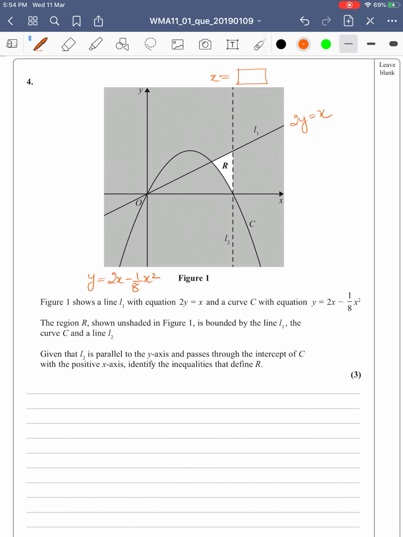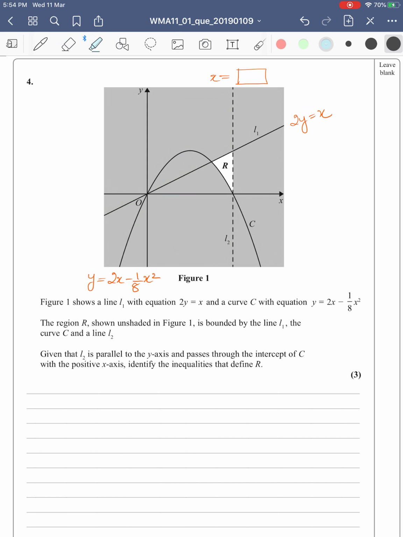Question number 4. Figure 1 shows a line L1 with equation 2y is equal to x and a curve C with equation y is equal to 2x minus 1 upon 8x squared. The region R shown unshaded in figure 1 is bounded by the line L1, the curve C and a line L2. Given that L2 is parallel to the y-axis and passes through the intercept of C with the positive x-axis, identify the inequalities that define R.